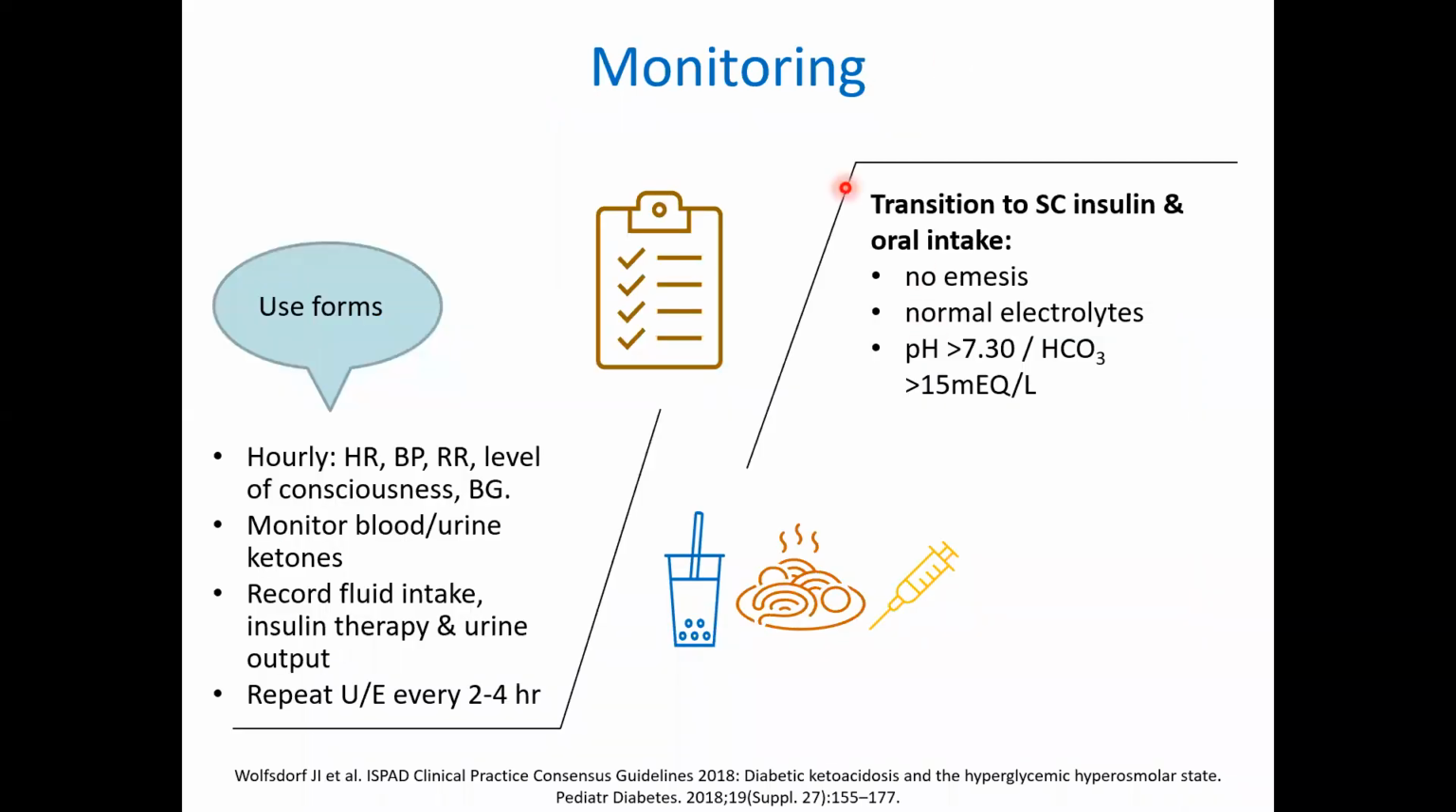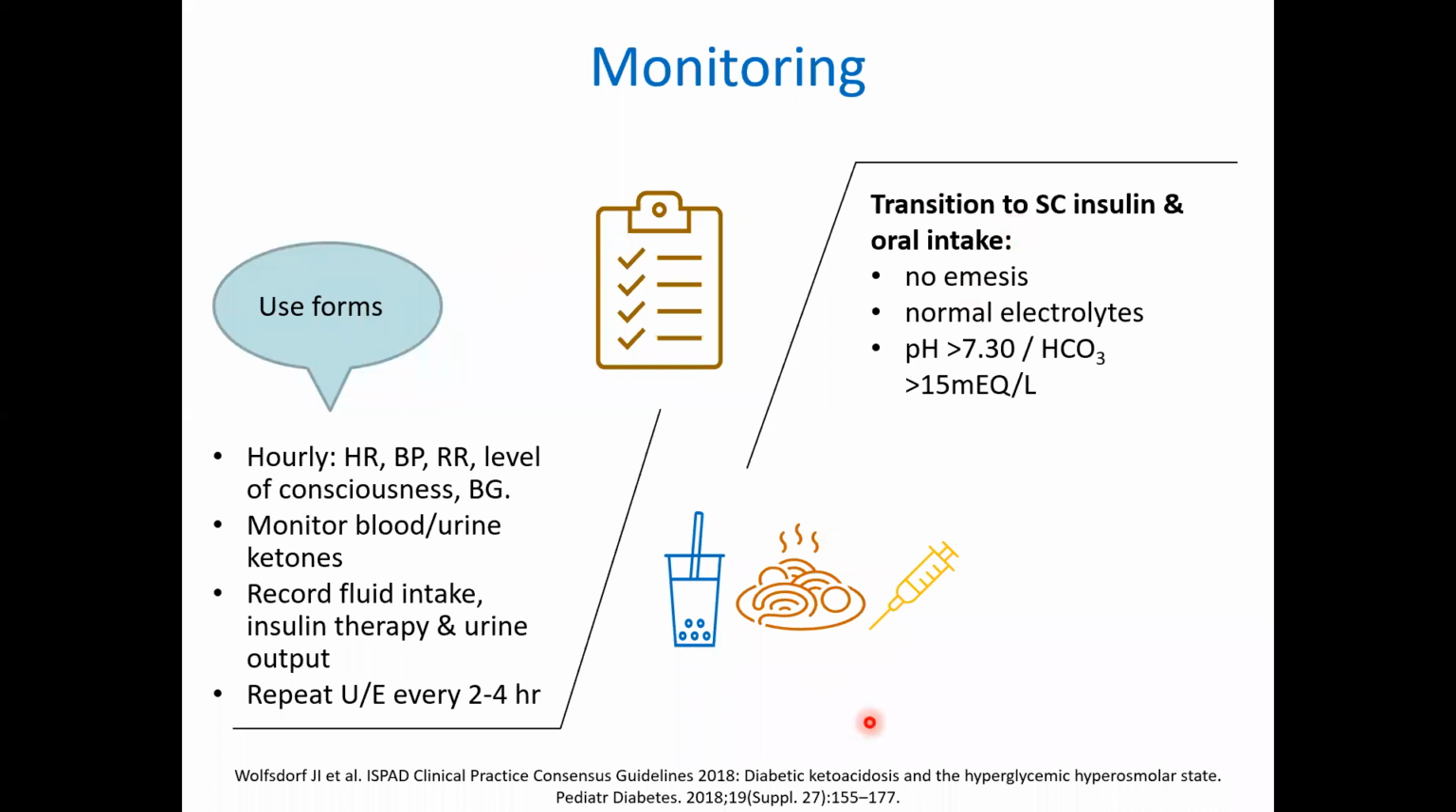So in terms of monitoring, like I already mentioned, these patients require close monitoring. We need to monitor the vital signs, the level of consciousness, and the blood glucose level hourly. We need to monitor ketones. If you're monitoring urine ketones, that should be done with every void. If you're monitoring blood ketones, then that should be done every 2 hours. Then of course, fluid intake and urine output should be monitored and recorded. And U&Es should be monitored every 2 to 4 hours. It's important to use forms to document, because if it's not documented, then it's really not been done.